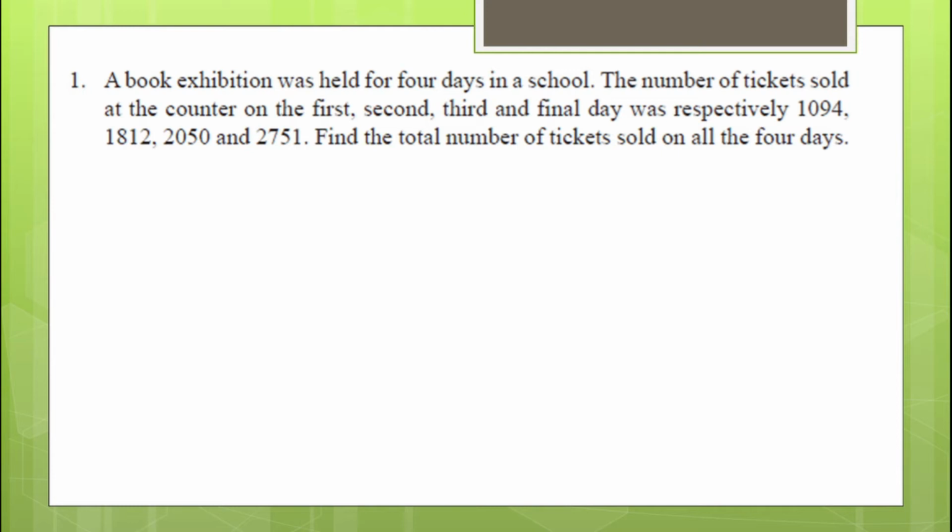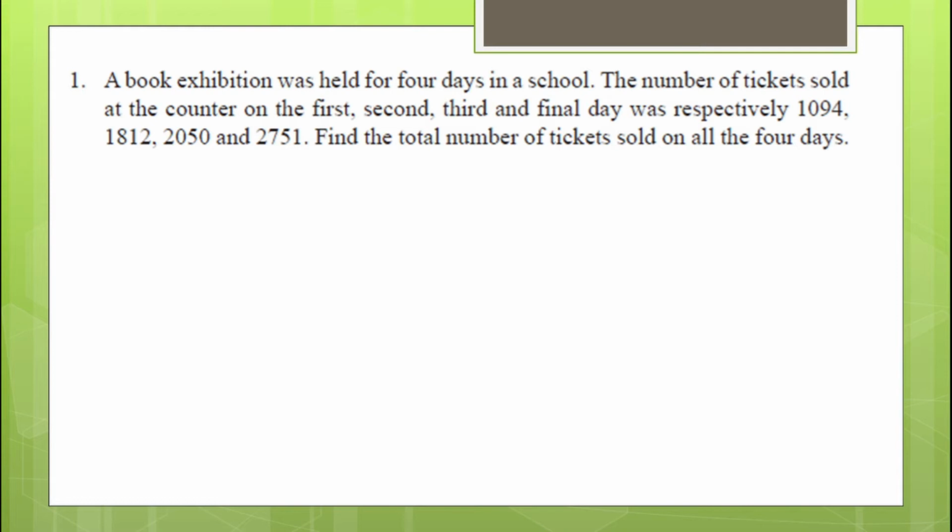A book exhibition was held for 4 days in a school. The number of tickets sold at the counter on the first, second, third, and final day was respectively 1094, 1812, 2050, and 2751. Find the total number of tickets sold on all the 4 days.